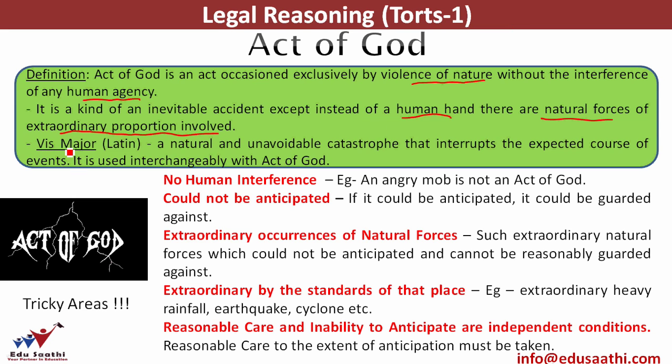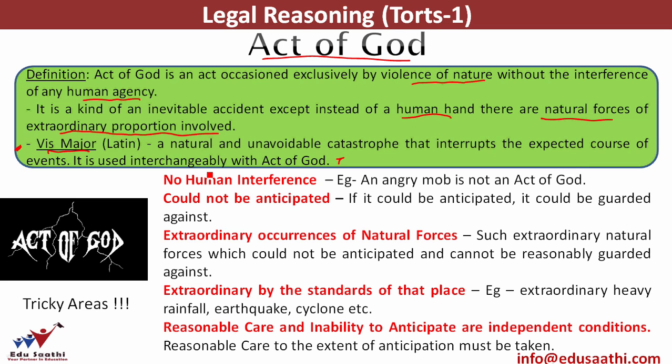Vis major is a Latin term which is used for a natural and unavoidable catastrophe that interrupts the expected course of events. It is used interchangeably with act of God. You can memorize this term because the words which could be used in the problems are vis major or act of God. These terms are used interchangeably, so they are similar.